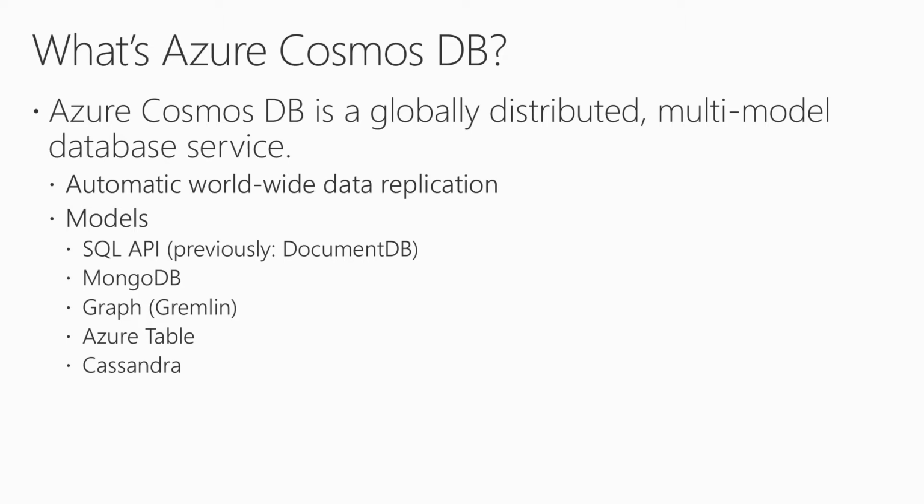If you need a document database, there's a SQL API. Already using MongoDB? No need to change your code. Your data model is more of a graph? We support it through the Gremlin API. Or maybe you are using Azure Table Storage and need to globally distribute it. Finally, if your application uses Cassandra, Cosmos DB is there for you.